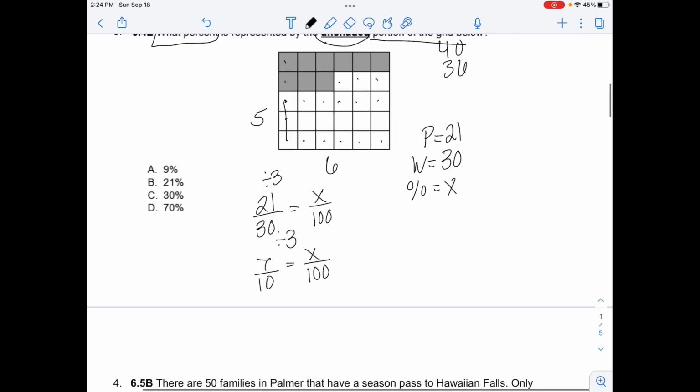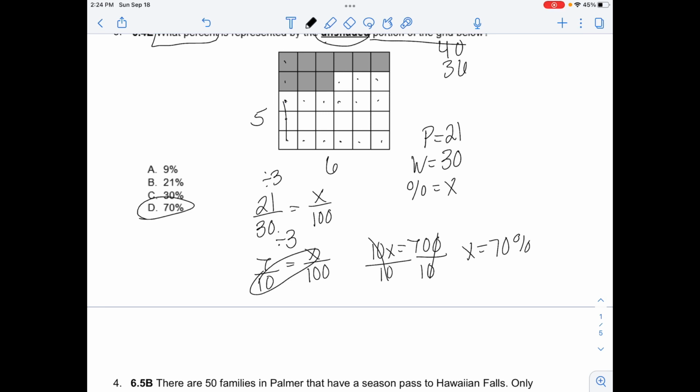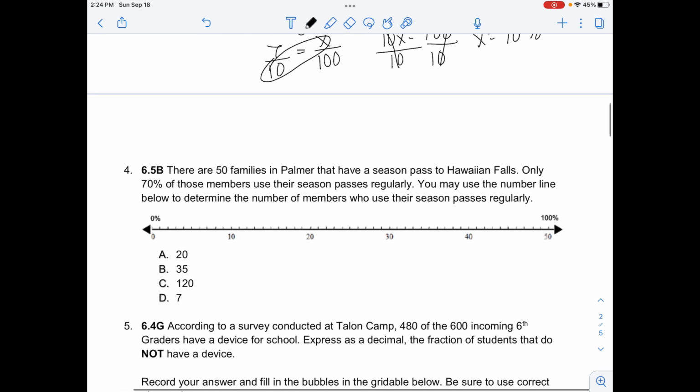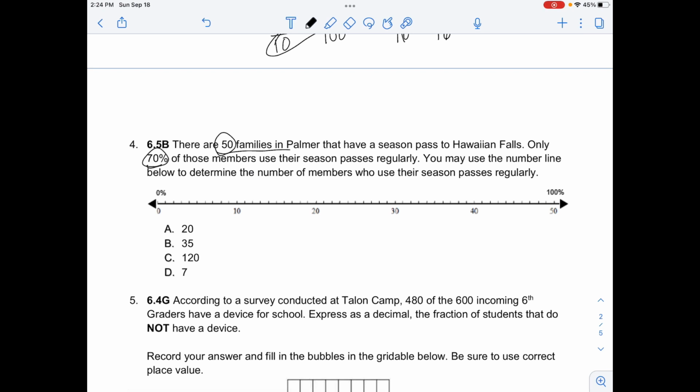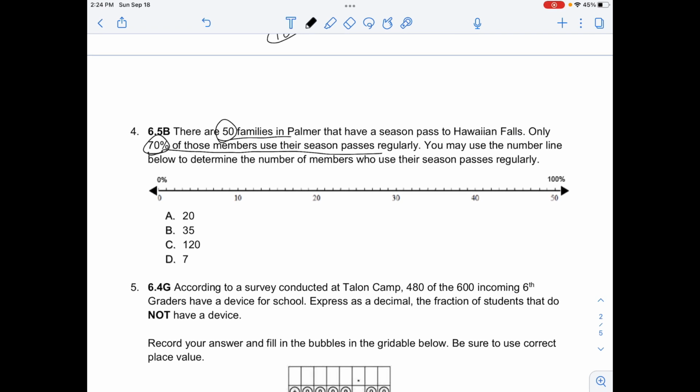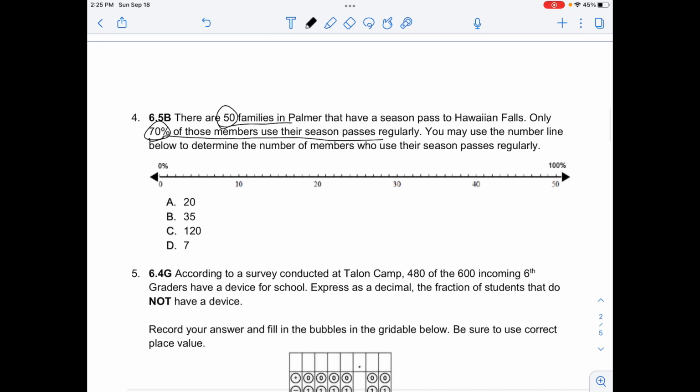Now I can cross multiply and divide. I'm going to have 10X equals 700. So when I divide each side by 10, I end up with X equals 70%. All right, good job, Hawks. Let's move on to number 4. So number 4 says there are 50 families in Palmer that have a season pass to Hawaiian Falls. Only 70% of those members use their season pass regularly. You may use the number line below to determine the number of members who use their season pass regularly.